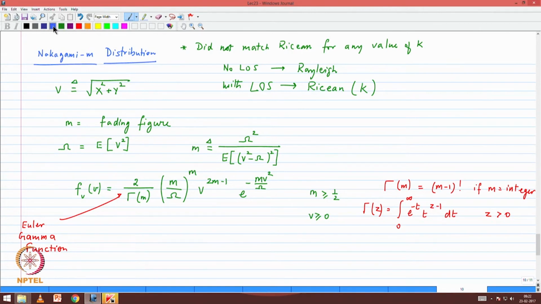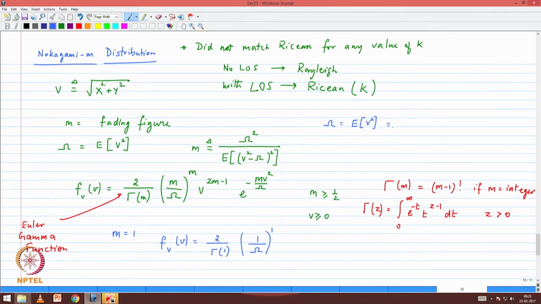Let's take a look at this special case. If I set m equal to 1, I would like to look at the distribution. That's a valid fading figure. f_V(v) is given by 2 times gamma of 1. Gamma of 1 is 0 factorial, which is 1. The next term, m equal to 1, divided by omega raised to the power 1. And omega is equal to the expected value of v squared.